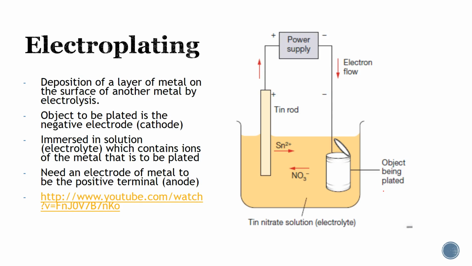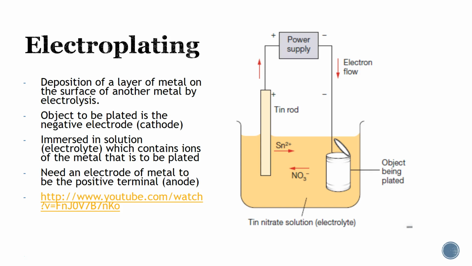Okay, so this is how we set up for electroplating. Essentially, we have an electrolytic cell. Remember, there's no separation between the different half cells for an electrolytic cell because it's a non-spontaneous reaction. So we don't have to worry about the reactants being in the same vessel because they won't react until we turn on the power supply. Essentially, when we electroplate, we deposit a layer of metal on the surface of another metal by electrolysis.